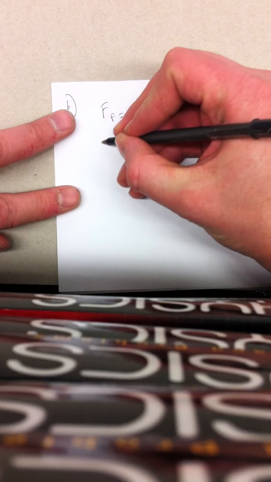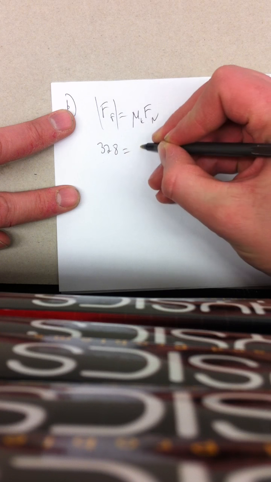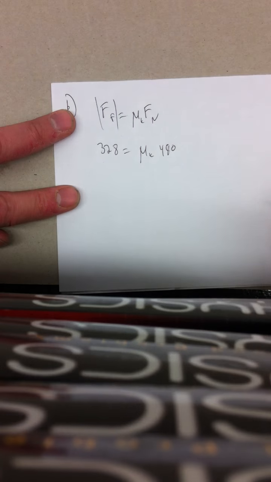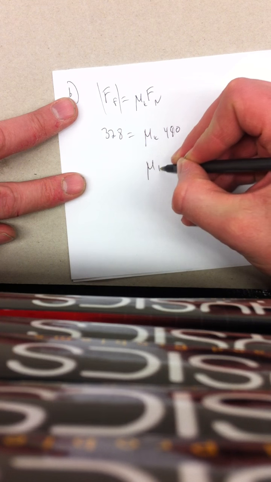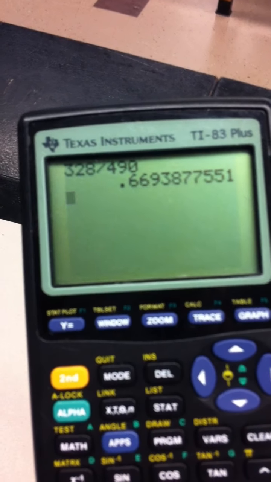So the force of friction is going to be equal to 328, and the normal force is still 490. That hasn't changed. So we do 328 divided by 490, which is 0.669.